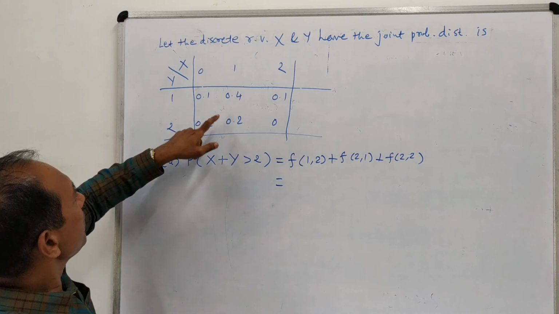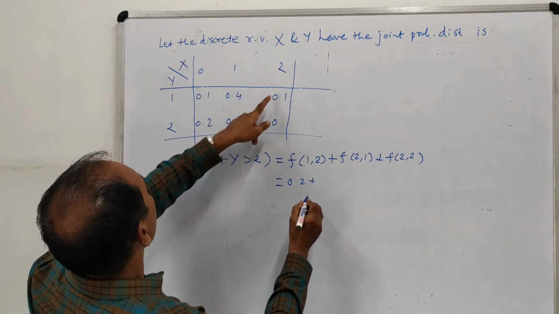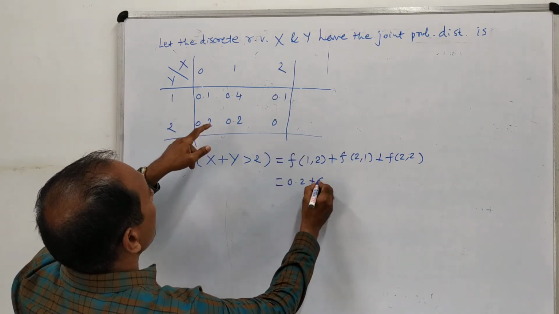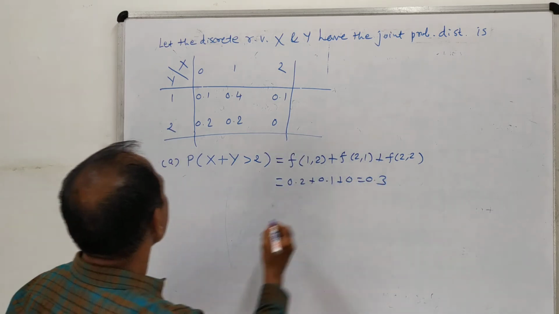So from the table we have the values: f of 1, 2 is 0.2, f of 2, 1 is 0.1, and f of 2, 2 is 0. So this is 0.3. So this is the answer.